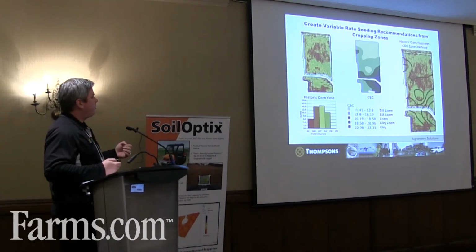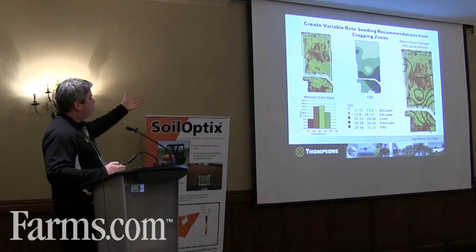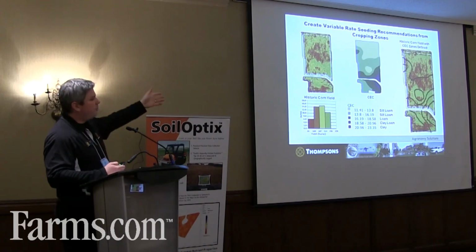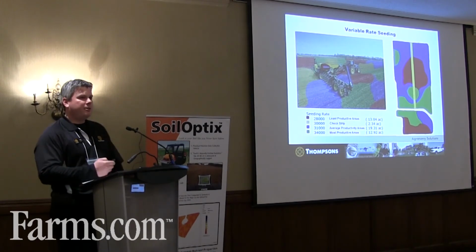Variable rate planting prescriptions, planter scripts, however you want to call it. Normalize some yield, 2, 3, 4 years worth of data, the more the better. Use your soil test information, create those zones on the farm, then create some scripts and leave a check strip in the middle to make sure you're doing the right thing.